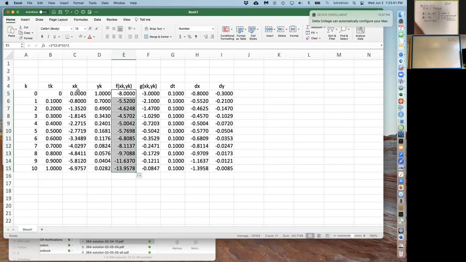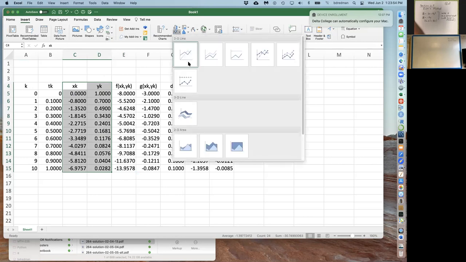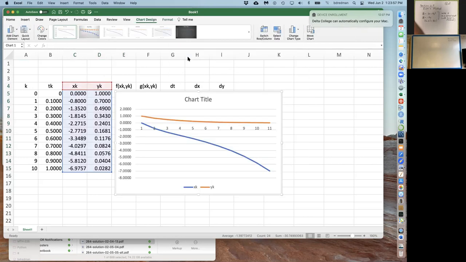Got it. So now let's do the graphics. If the graphics match, at least I'll feel better. So what I'll do is highlight the XK, YK columns, and I'll go insert, scatter plot, or connecting. I'm not sure which one I'll pick right now, but let's try connecting.